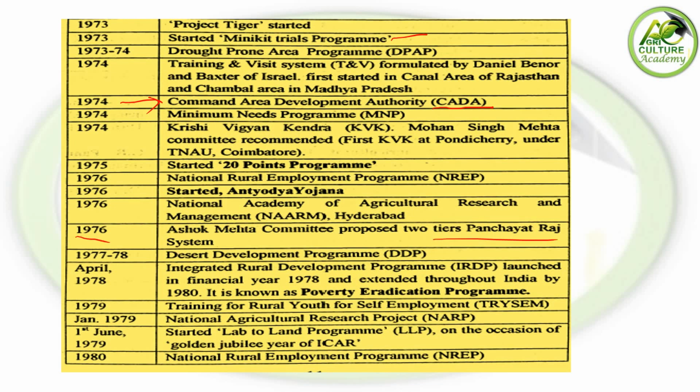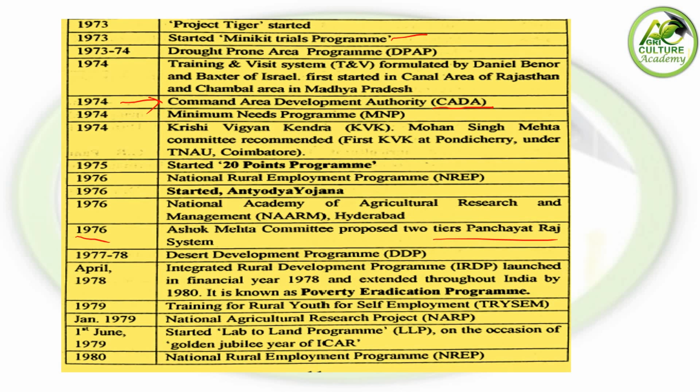In 1977, Desert Development Program, DDP. April 1978, Integrated Rural Development Program, IRDP, launched in financial year 1978 and extended throughout India by 1980. It is known as the Poverty Eradication Program.